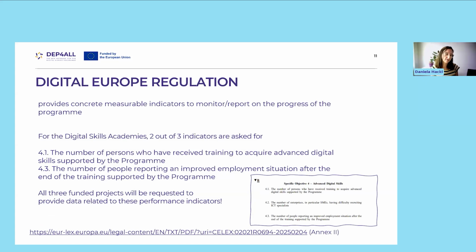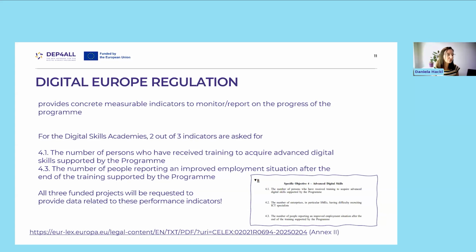Another important paper you should all know about is the Digital Europe regulation. This is a legal document, the legal framework behind Digital Europe. What is important concretely for you when you're preparing a proposal is that it includes some performance indicators that you have to target within the Digital Skills Academies.